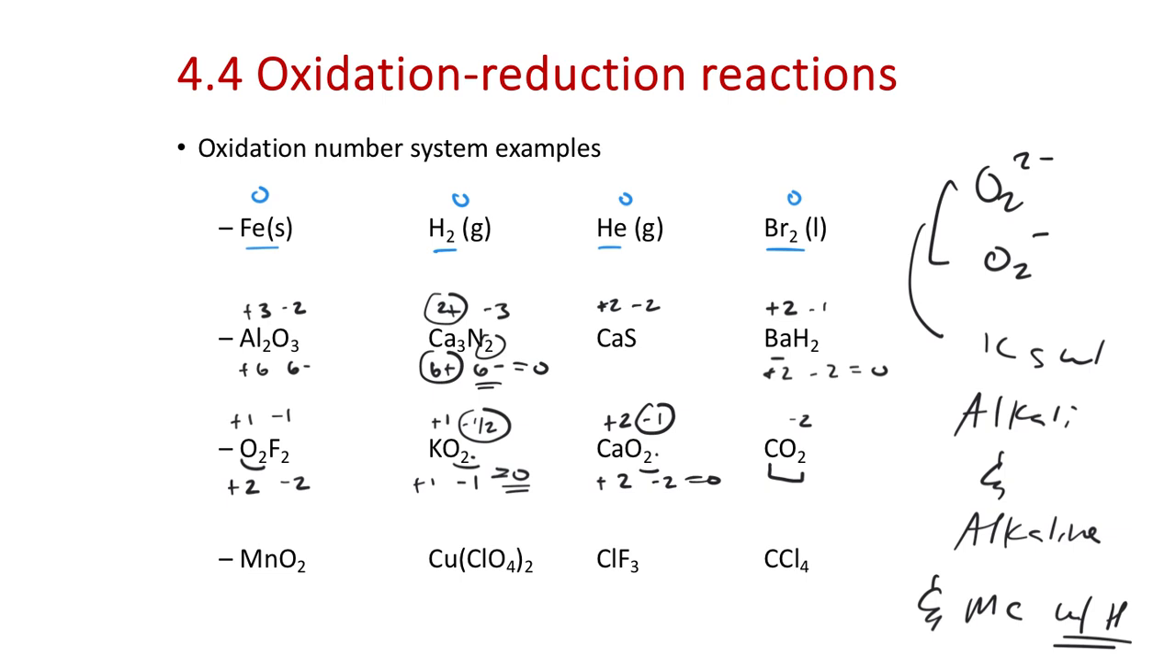So this is just an ordinary -2, 2 of them for a -4. So this is a +4 oxidation number for carbon in CO2.